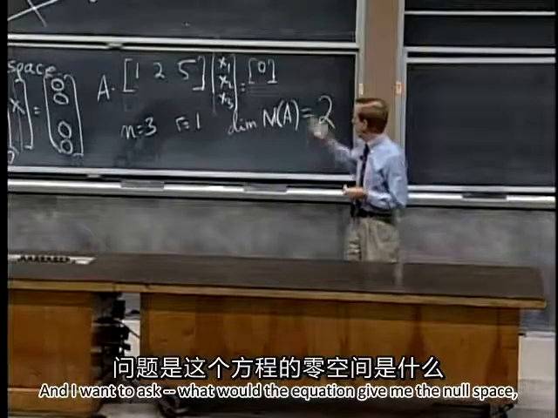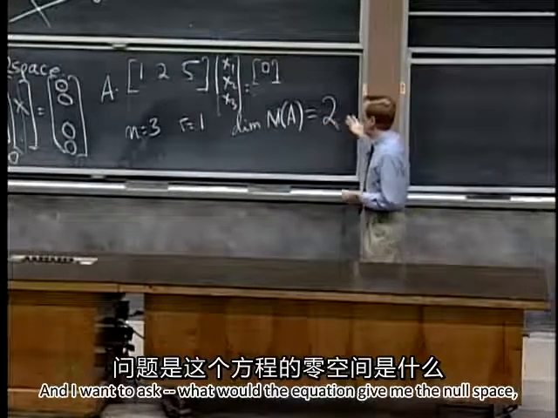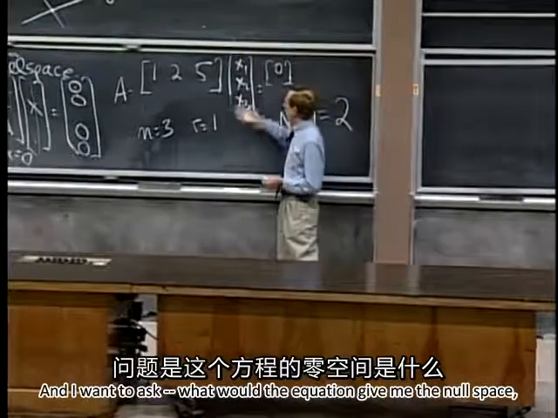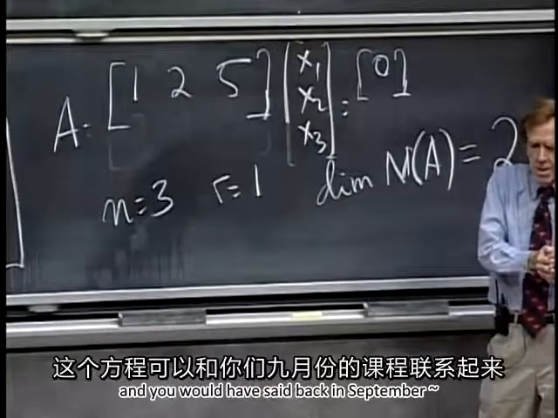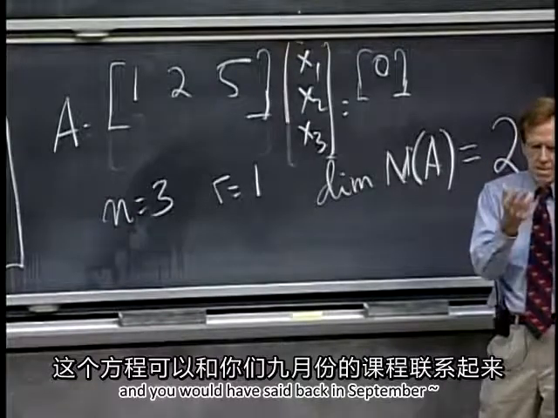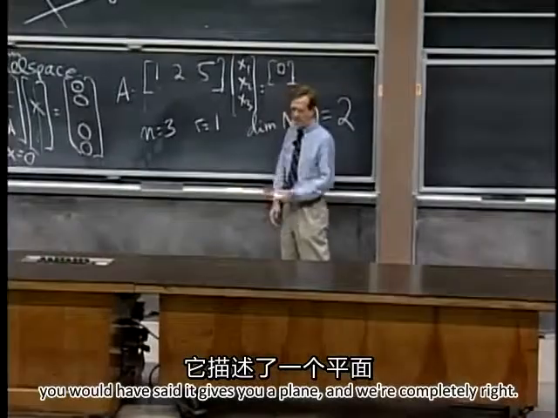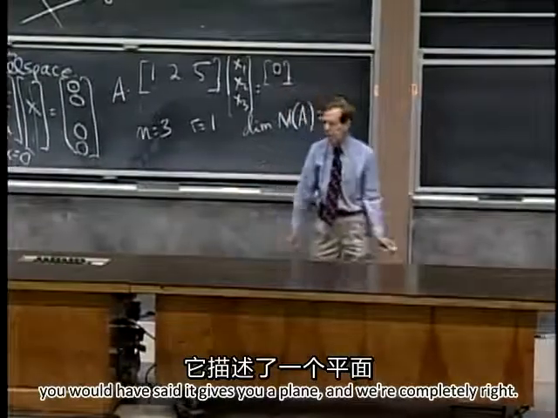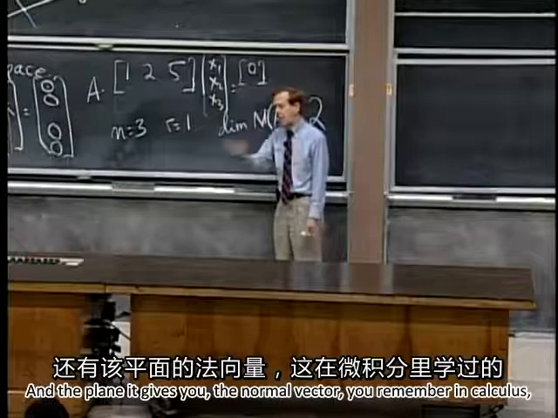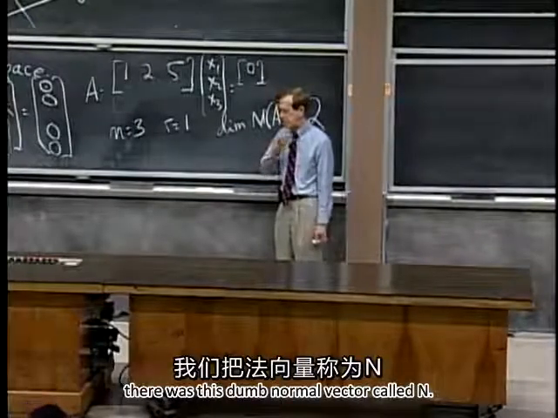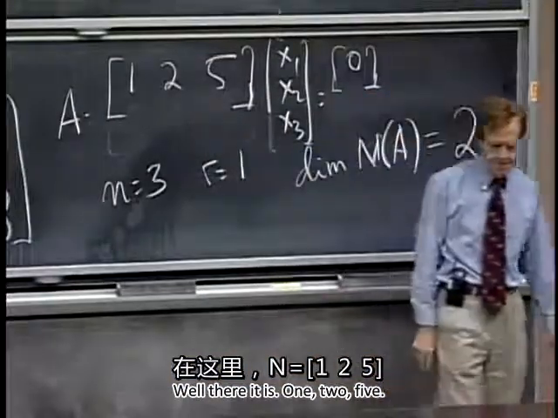and I want to ask, what does the equation give me? It gives me the null space, and you would have said, back in September, that it gives you a plane, and we're completely right. And the plane it gives you, the normal vector, you remember in calculus there was this normal vector called n. Well, there it is, 1, 2, 5. Okay.